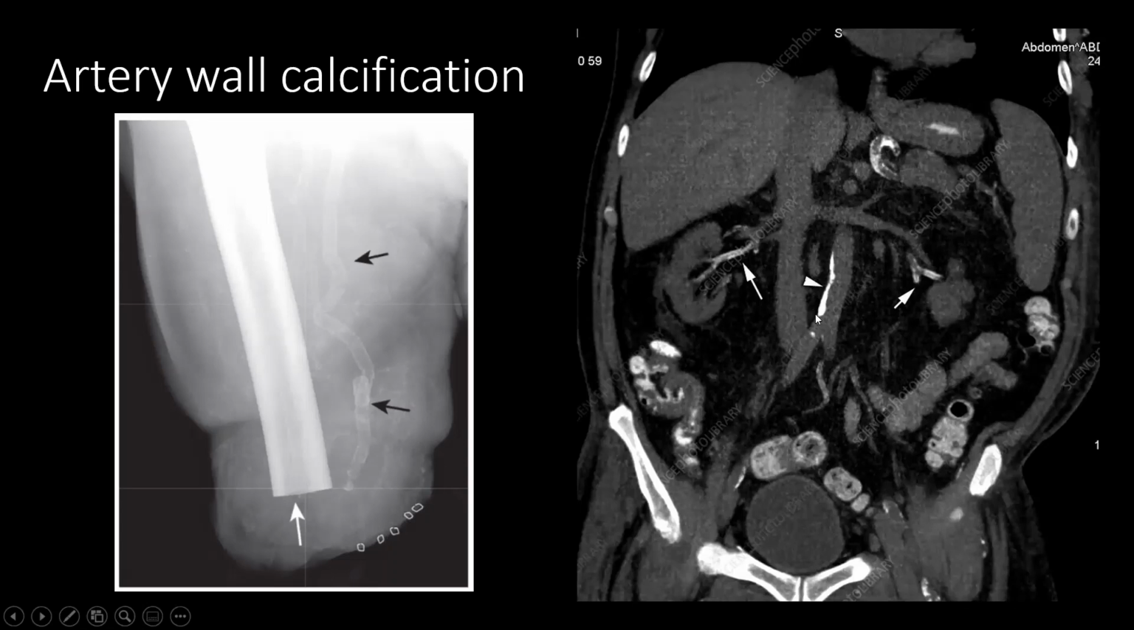Here we can see another patient. He is having this atherosclerosis in the wall of the aorta. So this is here the IVC, and here is the renal vein, and this is the left renal vein over here. And we can see that this tortuous structure is the splenic artery. So I have calcification here.